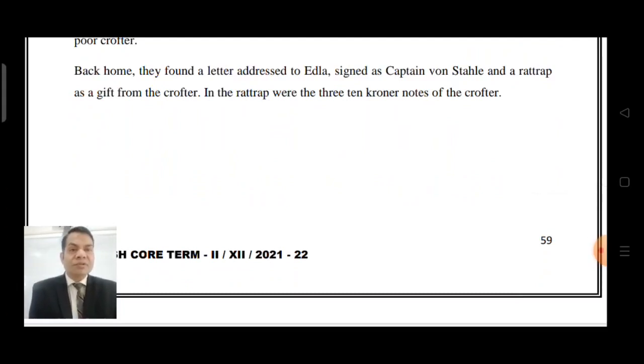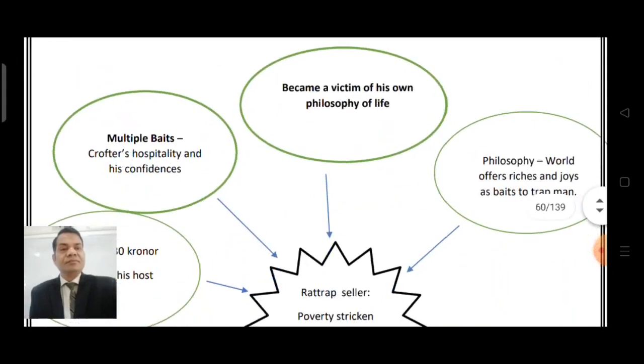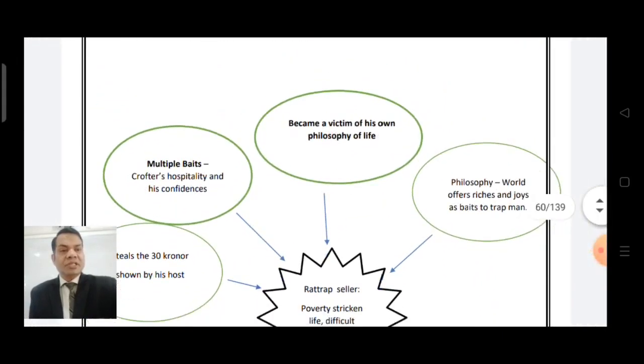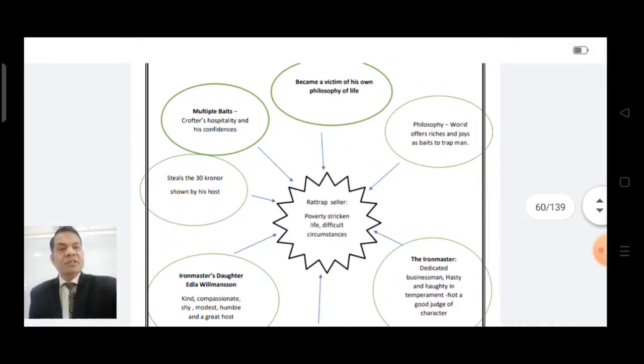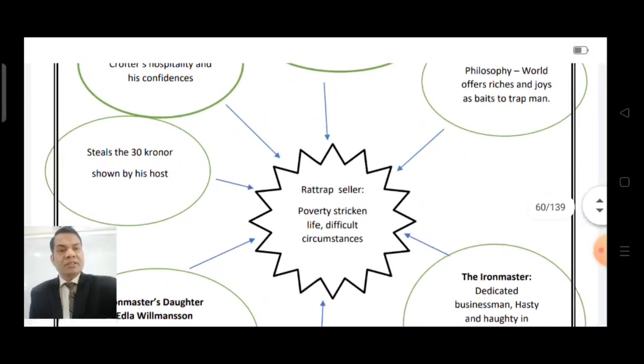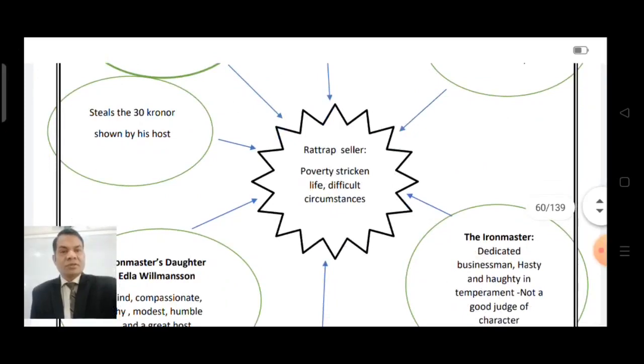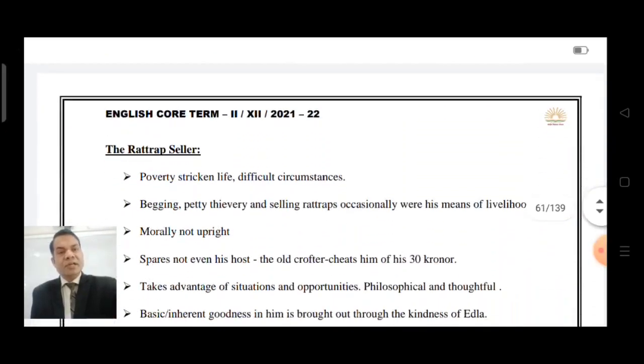Back home, they found a letter addressed to Edla, signed as Captain von Stahle, and a rat trap as a gift from the crofter. In the rat trap were the three 10-kroner notes of the crofter. This is all about the lesson. Already the line by line explanation we have done, and the summary also has been done today, and also earlier we discussed.